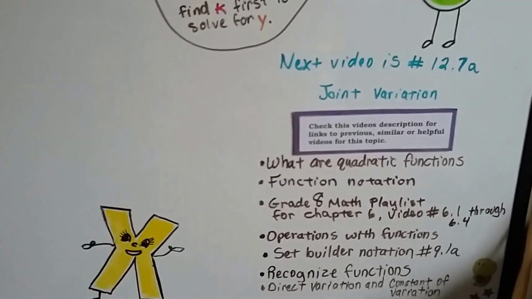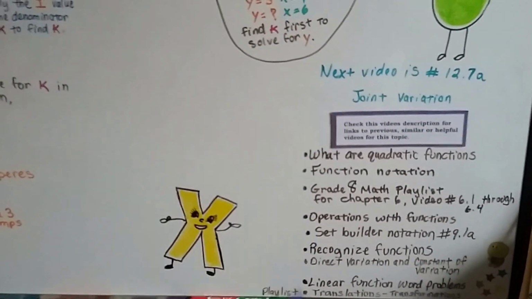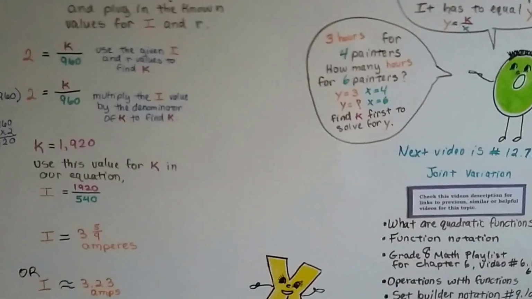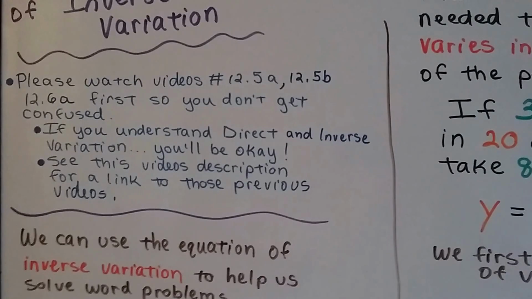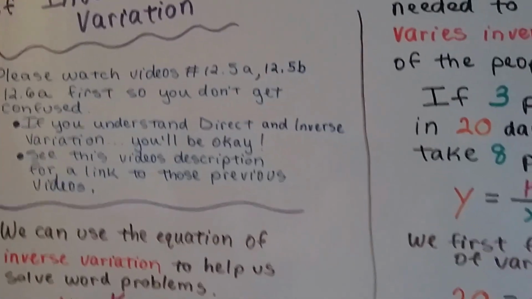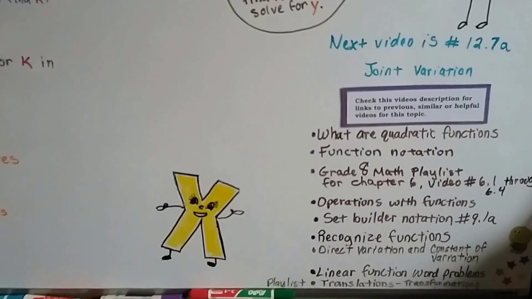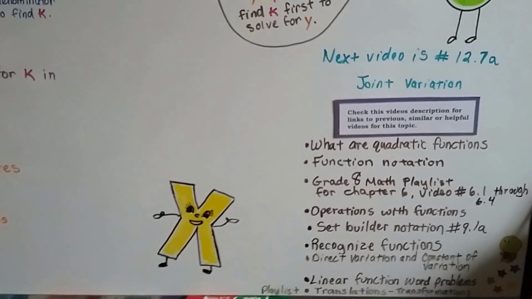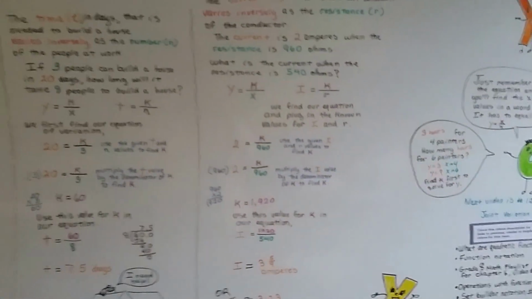And if you're confused about anything in this video, it's because you need to go into this video's description and click on the links that is going to help you, because you must have gotten in over your head. So you can click on the links to watch 12.5a, 12.5b, and 12.6a, and that should help you about direct and inverse variation. And there's going to be other videos that'll help you if you're lost, telling you how to recognize functions, linear and quadratic functions. Okay, so they'll all be in this description. It's one click away.